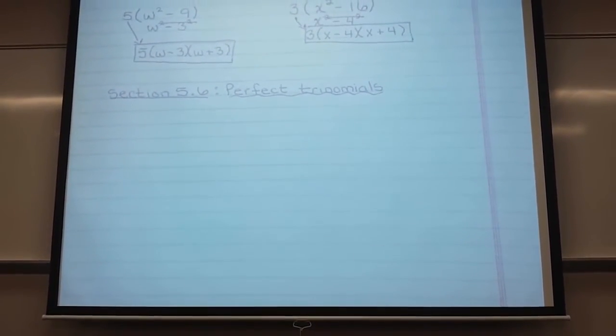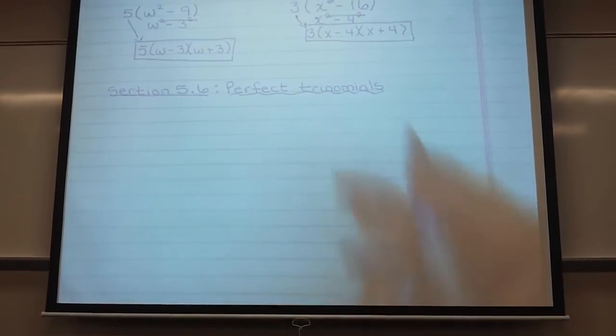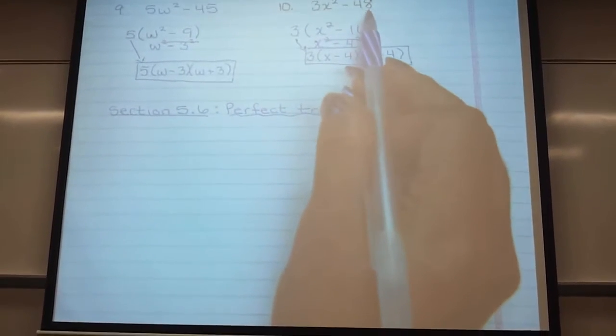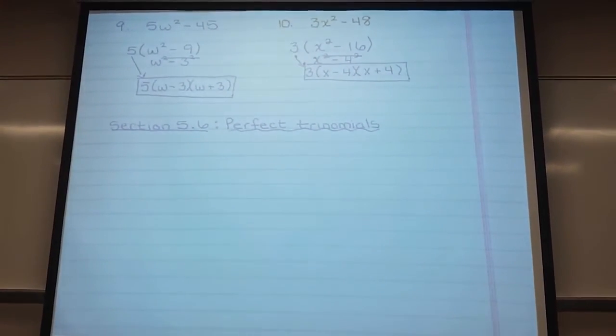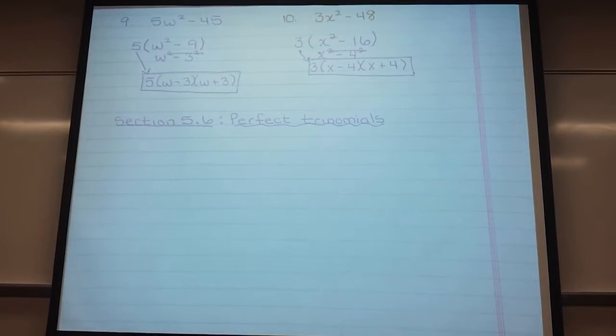I'm sorry. How did you get to 16 on number 10? Because 3 goes into 48 16 times. Gotcha. Yeah. All right. Thank you.